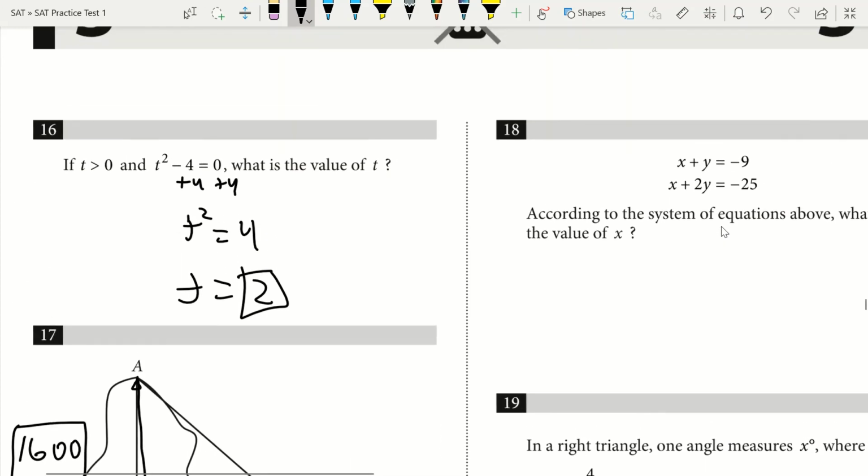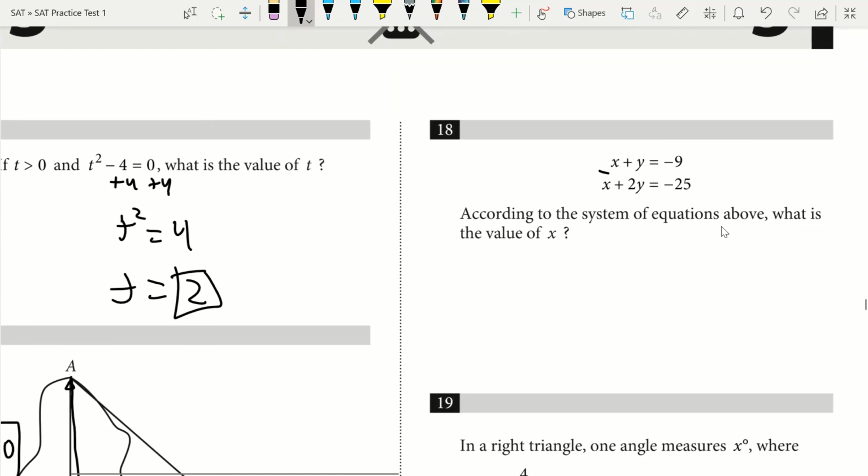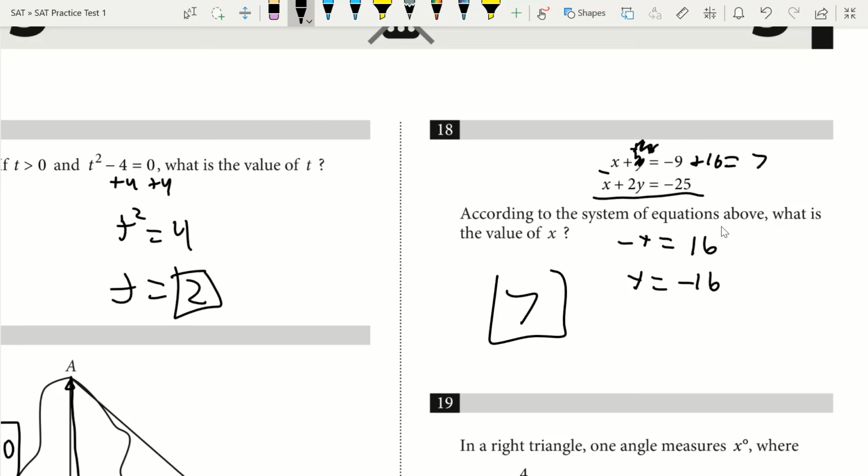All right, now I move on to 18. I've got these two equations. What's the value of x? First thing I'm going to do is subtract my bottom equation from my top, get rid of x, solve for y, plug back in, and then solve for x. I do that, I get y minus 2y, that's going to give me negative y, and then negative 9 minus negative 25, that gives me 25 minus 9, that's 16. That means that y has to equal negative 16. I plug in negative 16. Now I'm going to add 16 to each side, right? So I do that to give me just x, and that gives me x equals 7. So my answer is going to be 7 for 18.